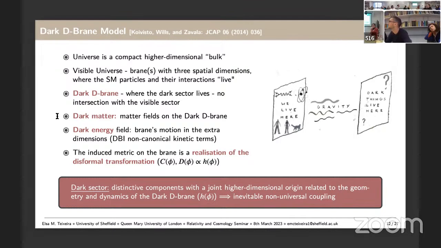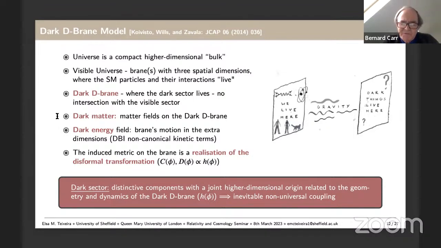That's not the reason why this scenario is there. It's just this proposal. So this proposal is saying, now imagine that actually this scalar field that is parameterizing the motion happens to be the dark energy we observe, because we already have a scalar field there, and then see what happens.